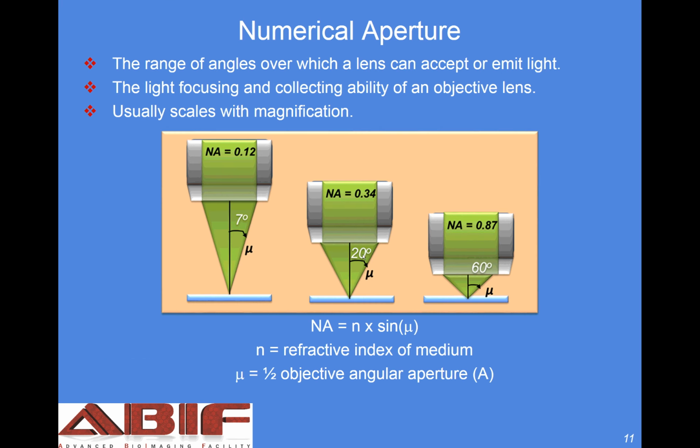So numerical aperture is probably the most important parameter of a lens, and this is the range of angles over which the lens can accept or emit light, or the ability of the lens to focus light or collect light. This usually scales with magnification, so as you go to higher magnification, the numerical aperture tends to be higher, and as you remember, the working distance goes down. The numerical aperture is dependent on two properties, the refractive index of the medium and the angle of the aperture. It's actually the half angle that's in the numerical aperture formula.